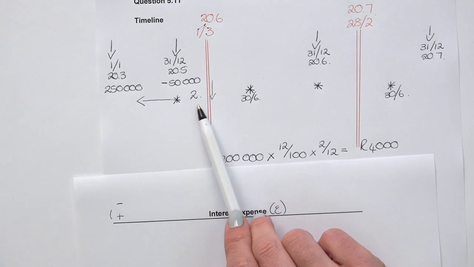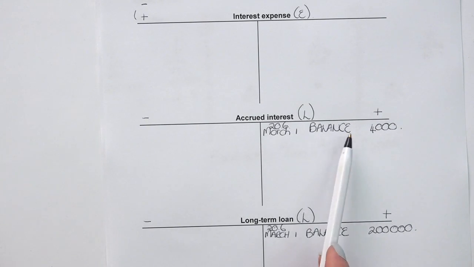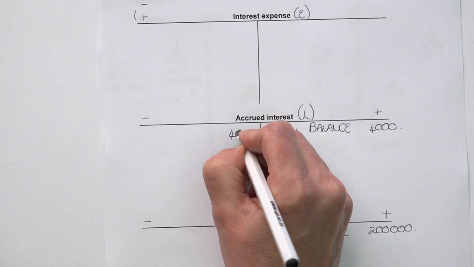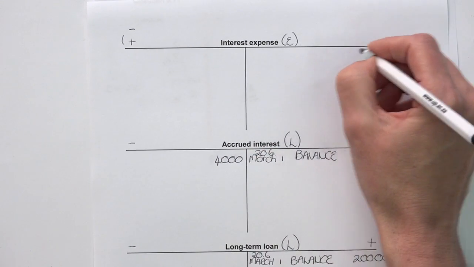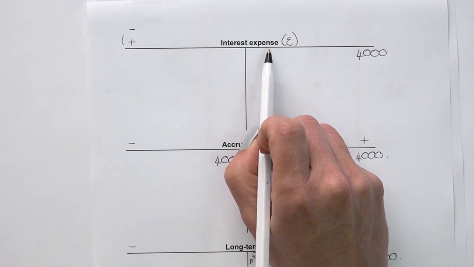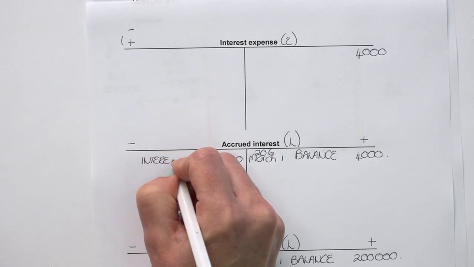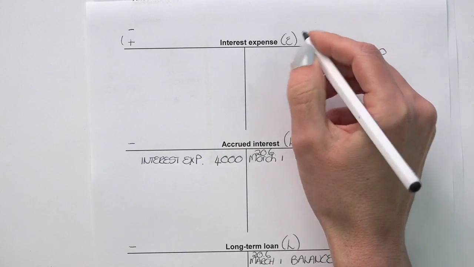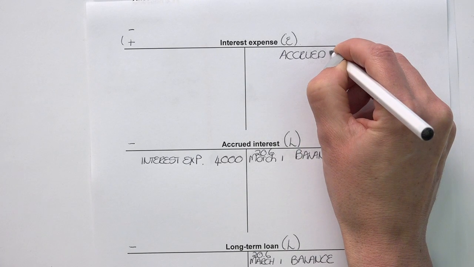I'm going to explain to you now why this reversal is necessary, but the reversal will result in the liability being transferred out of the liability account. So we're going to debit the accrued interest, and for every debit we need a corresponding credit, and that will end up on the credit side of the expense account. Interest expense, and this will be from the accrued interest.